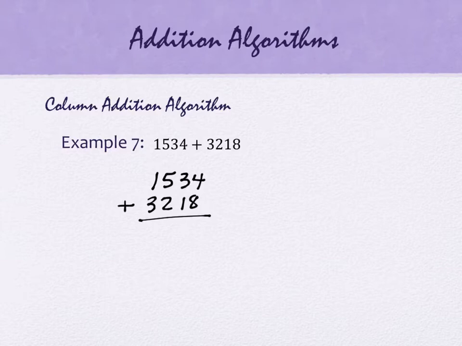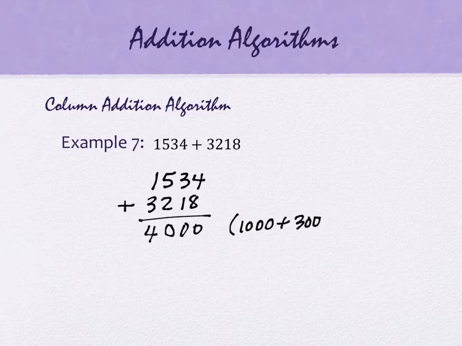So I've got the 1 and the 3, and the 1 plus 3 is a 4. And it's a 4 in the thousands column, so it's 4,000. So what I've literally done is I have added 1,000 plus 3,000 on the first line. And then I go to the hundreds place and I do the same thing. I've got a 5 and a 2, so that's 7, and it's in the hundreds. What I've really done is the 200 plus the 500.